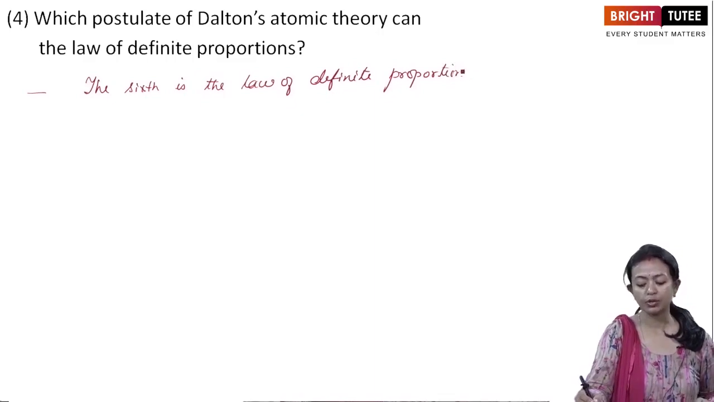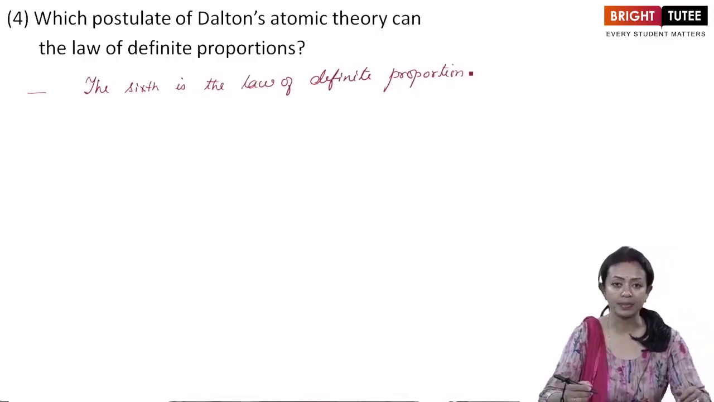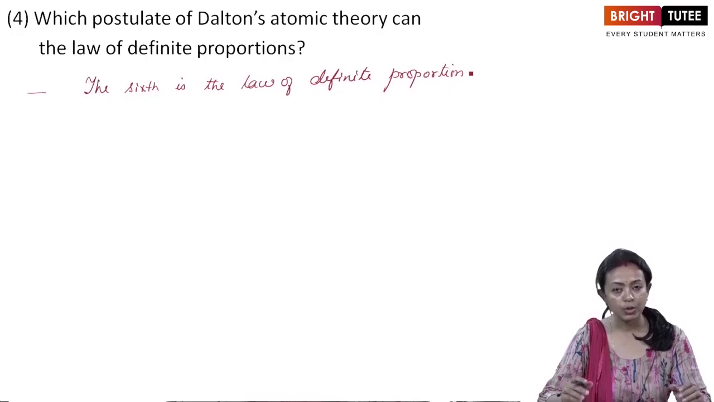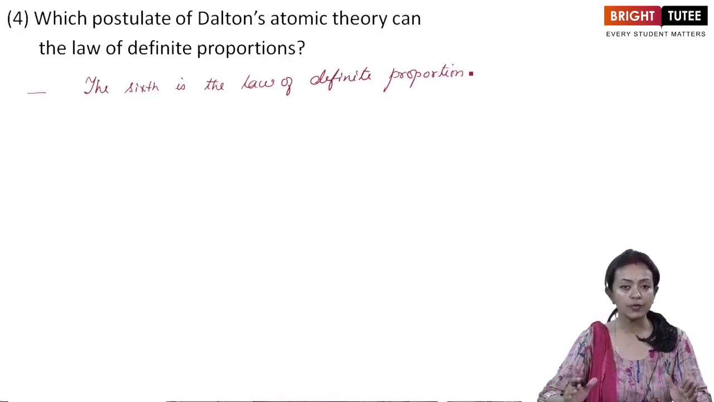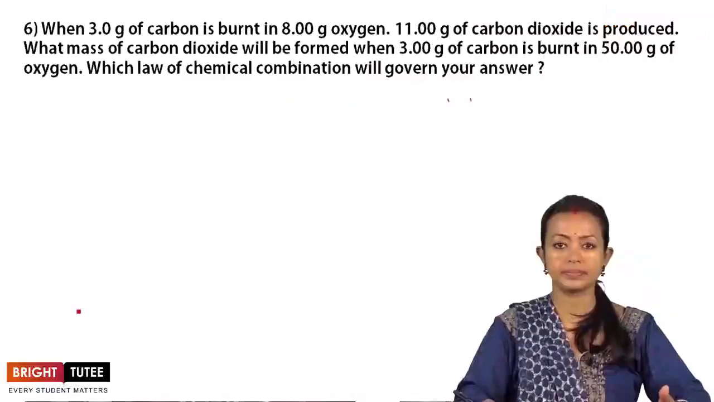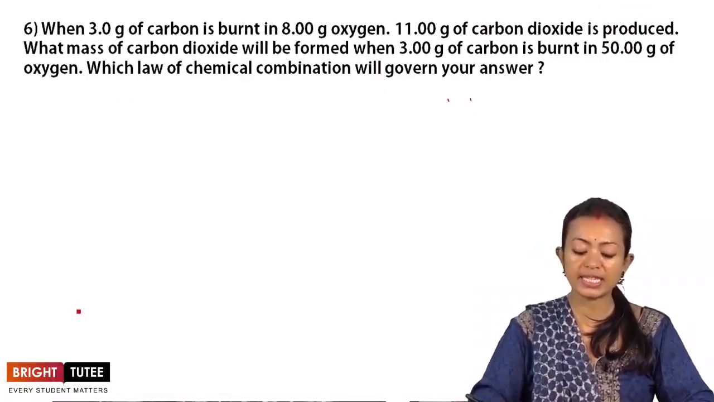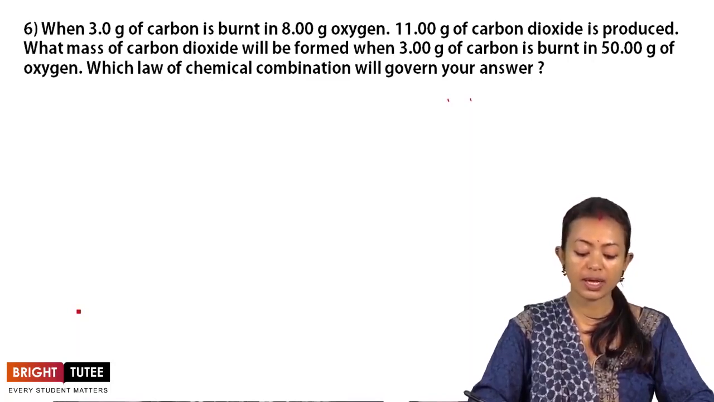From this we conclude that John Dalton also accepted the laws of chemical combination, because he agreed with the same school of thought that atoms are the smallest particles of matter. Okay, let's do the next question. When 3 grams of carbon is burnt in 8 grams of oxygen, 11 grams of carbon dioxide is produced. What mass of carbon dioxide will be formed when 3 grams of carbon is burnt in 50 grams of oxygen? And which law of chemical combination will govern your answer?